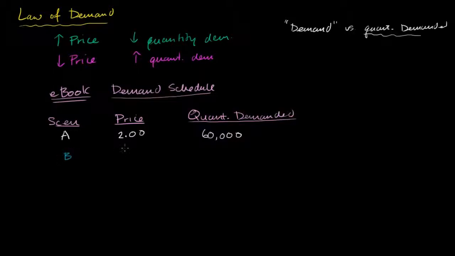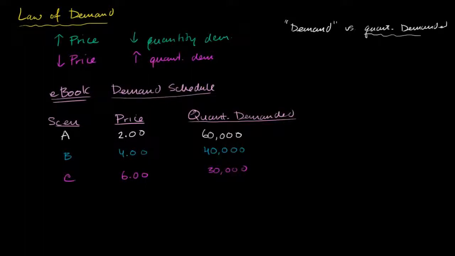Scenario B, I could raise the price by $2, so it's now $4, and that kills off a lot of the demand. Now the quantity demanded goes down to 40,000 people downloading it. Then I can go to scenario C. If I raise by another $2, so now I'm at $6, that lowers the quantity demanded to 30,000.